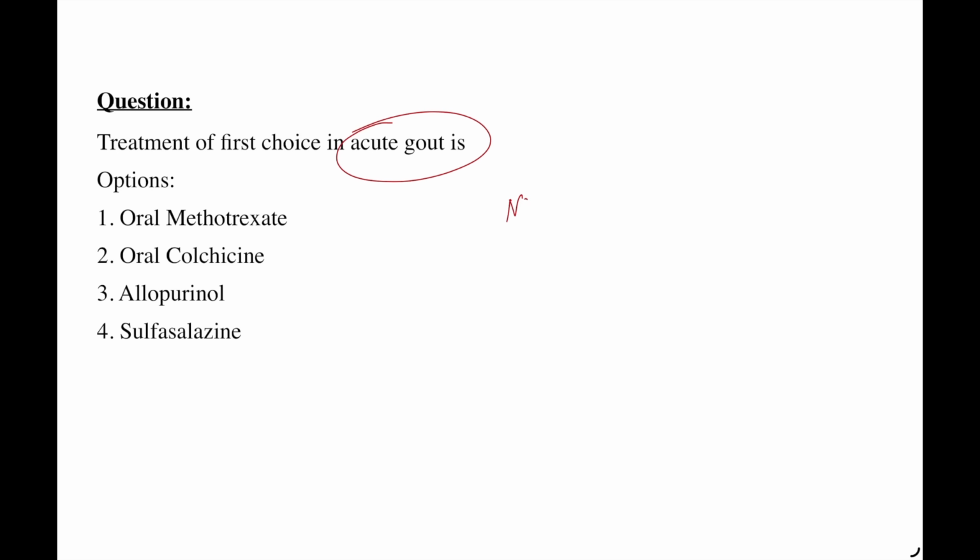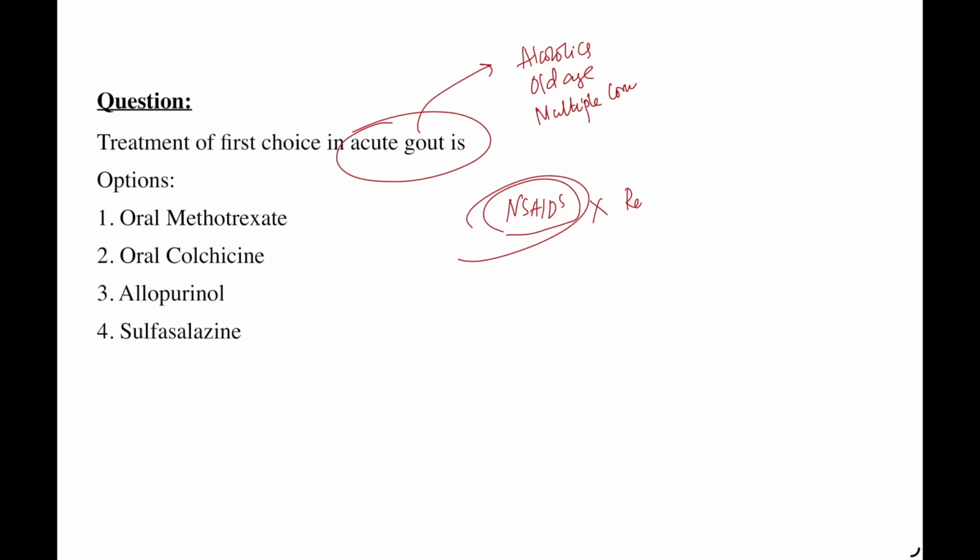Gout, usually we give NSAIDs. But the problem is, most of these patients who suffer with gout are chronic alcoholics, old age patients. They have multiple comorbidities. When you have multiple comorbidities, NSAIDs can cause renal toxicity. There is an effect called triple whammy effect.